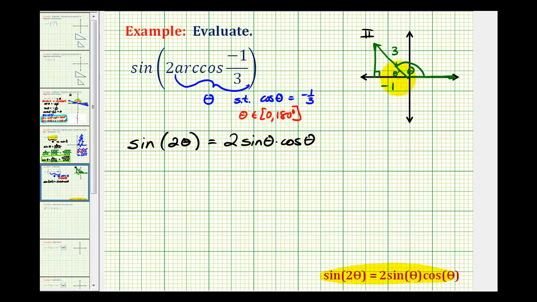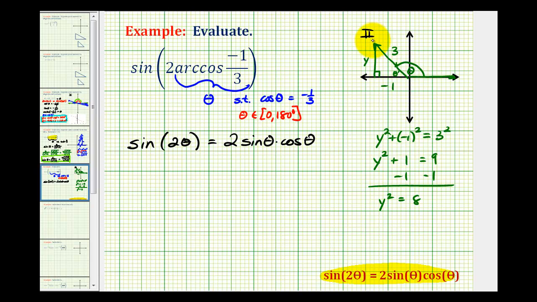Well, going back over to our triangle, we have enough information for cosine theta, but we need to find the length of this missing leg here of this right triangle to determine the sine of angle theta. So if we label this y, we can now use the Pythagorean theorem to find the value of y. y squared plus -1 squared must equal 3 squared. So we have y squared plus, this would be 1 equals 9. Subtract 1 on both sides. So we have y squared equals 8.